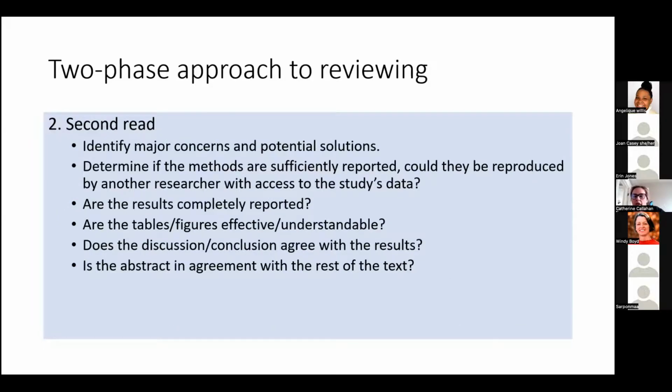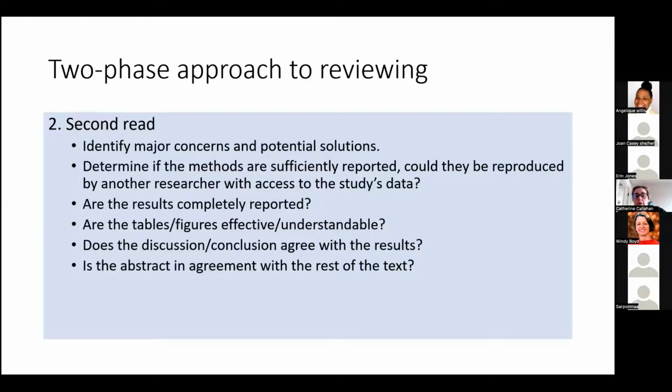So in your second read, after you've determined that there aren't any major fatal flaws, you should identify major concerns and potential solutions, as well as determine if the methods are sufficiently reported. A good rule of thumb I use is, could they be reproduced by another researcher with access to the study's data? And also, are the results completely reported? Oftentimes you'll see in the methods, authors describe an analysis and then it doesn't really make it into the results.